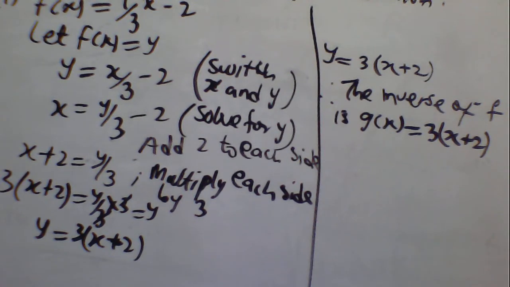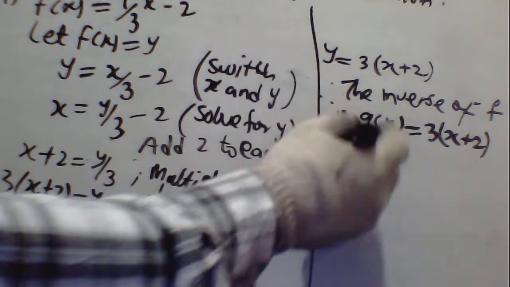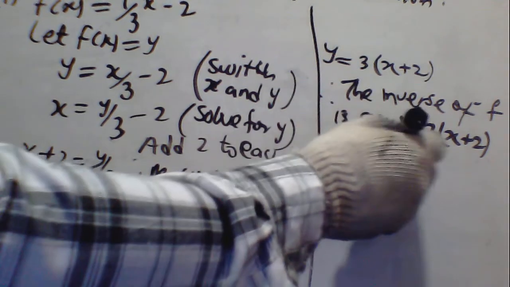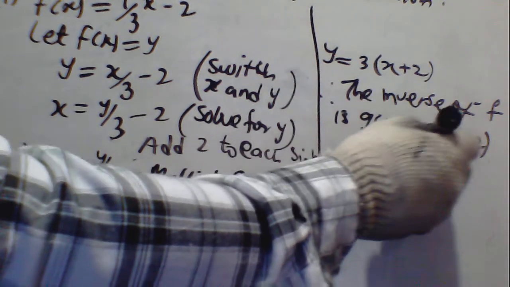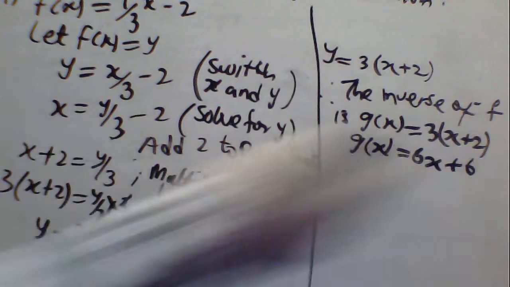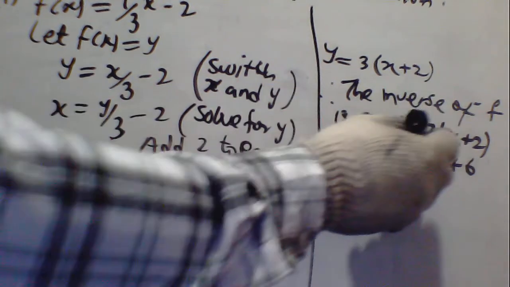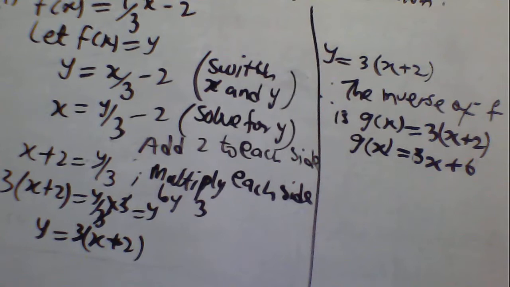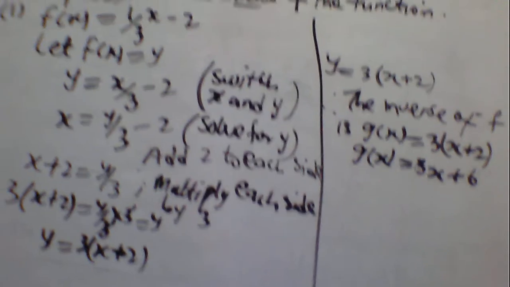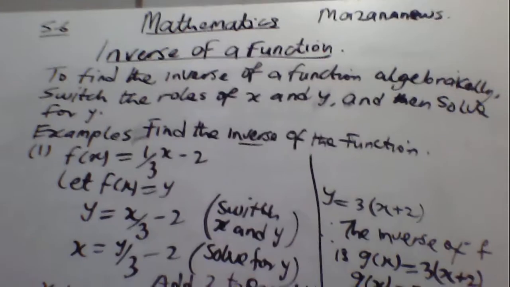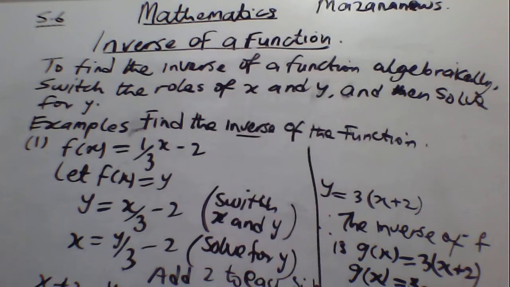If you open the bracket, the 3 will affect everything to give us 3x plus 6. So this is the inverse of f. We have solved this before, so let me solve one more problem for clarification.